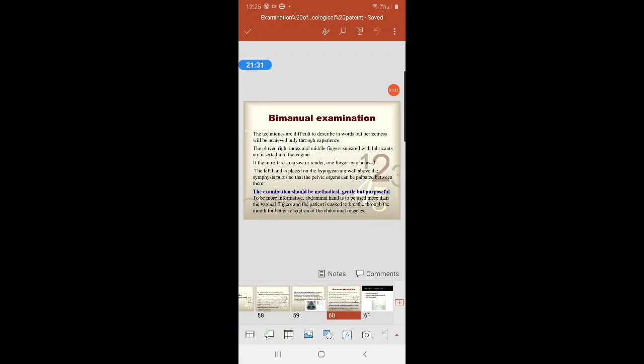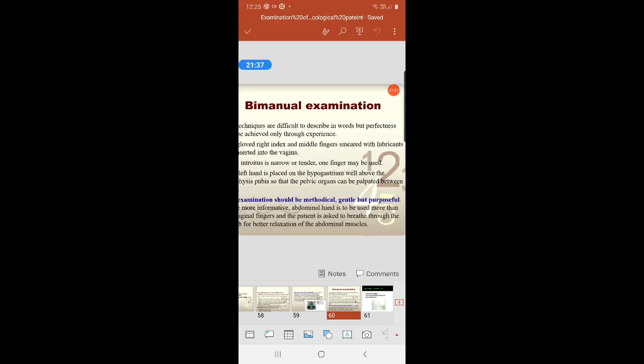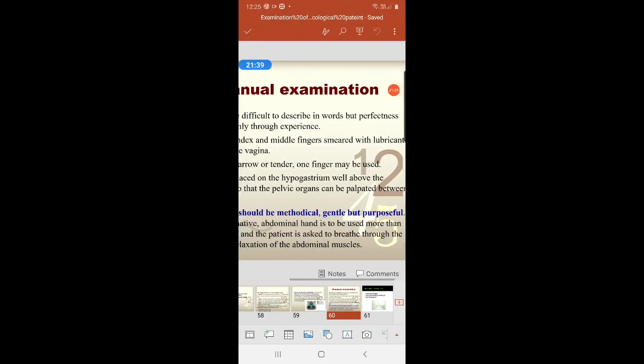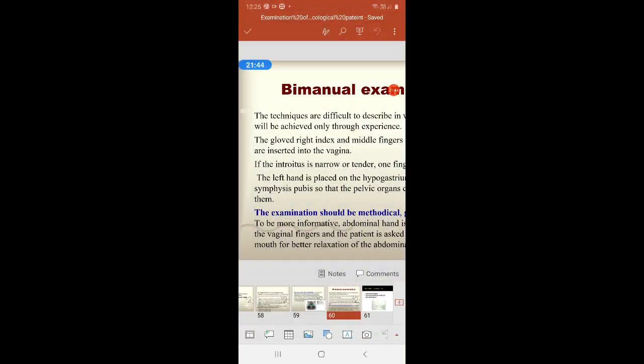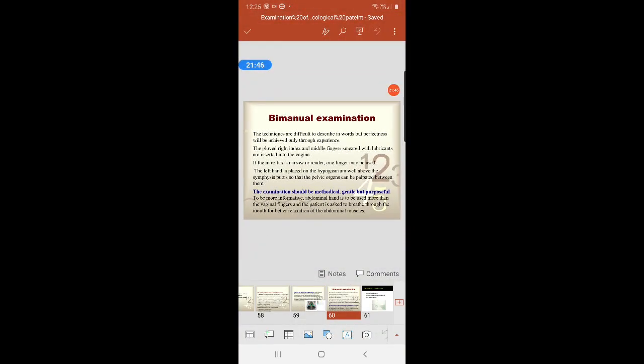So next is about the bimanual examination, that is, with the help of both hands we have to perform this procedure. The techniques are difficult to describe in words, but perfection will be achieved only through experience. The gloved index finger and the middle finger smeared with lubricant are to be inserted into the vagina. If the introitus is narrow or tender, one finger may be used.